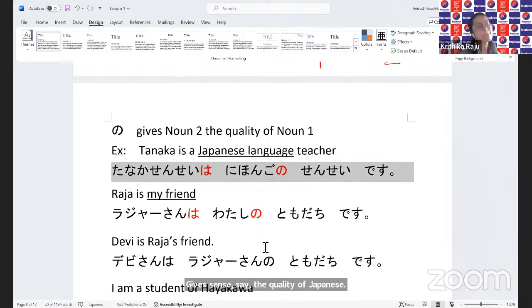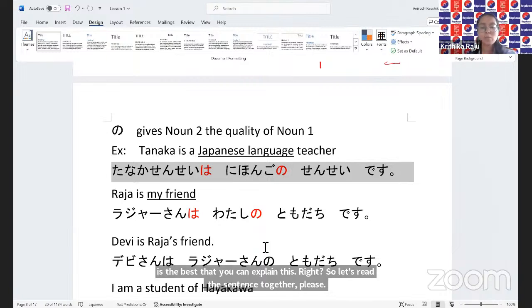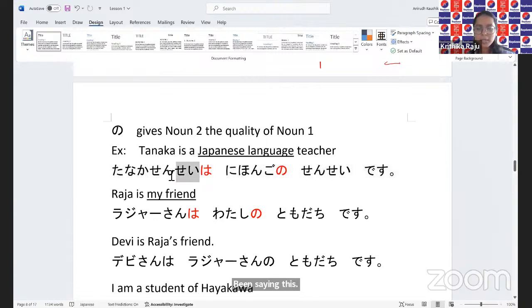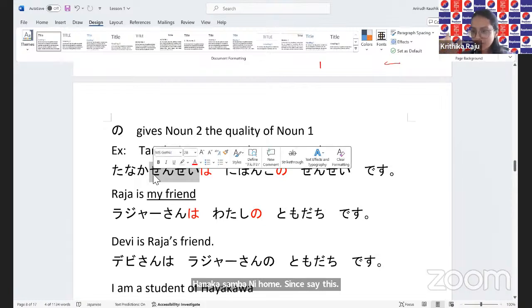Tanaka-san wa Nihongo no sensei desu. Tanaka-san wa, I have written sensei here because once you know somebody is a teacher, they're always sensei. Even if they come and teach one class, the next time you see them or throughout your life, they will be addressed as sensei. It's a very, very strong sentiment in this culture. So, Tanaka-san wa Nihongo no sensei.